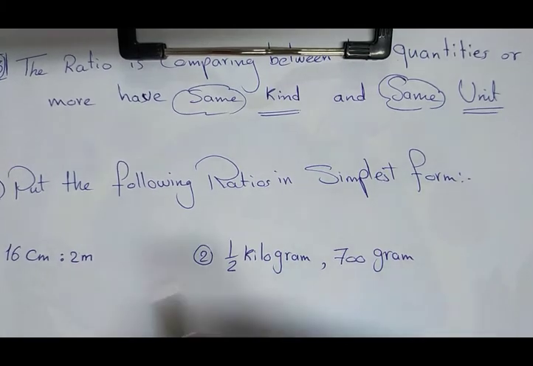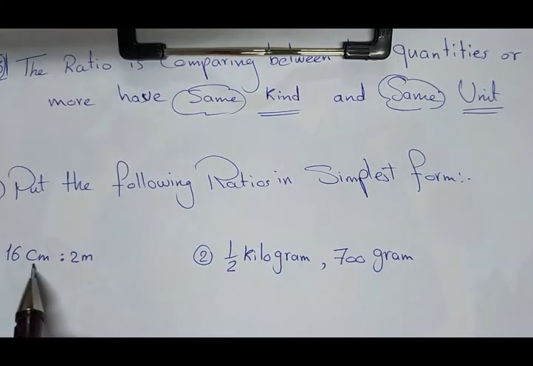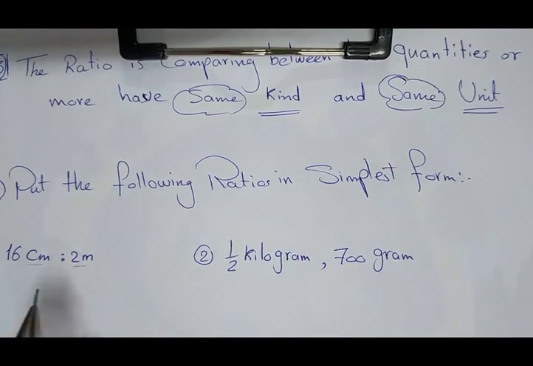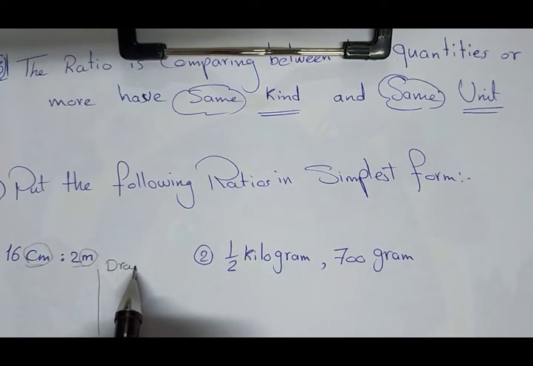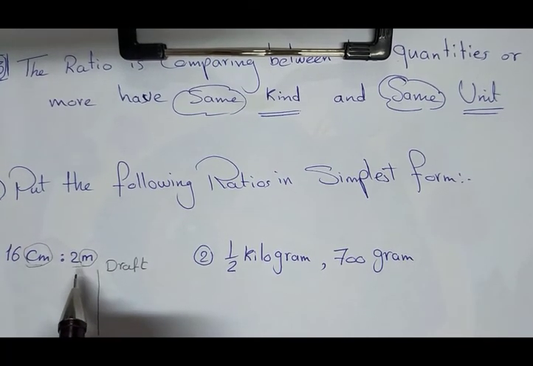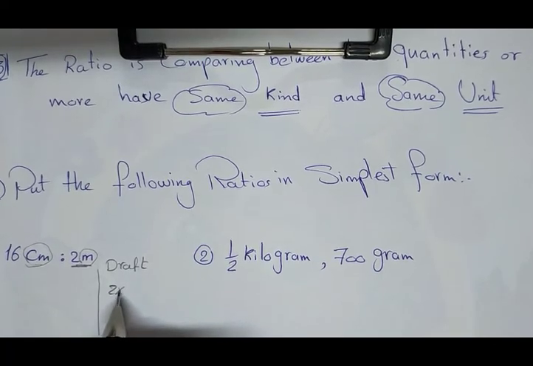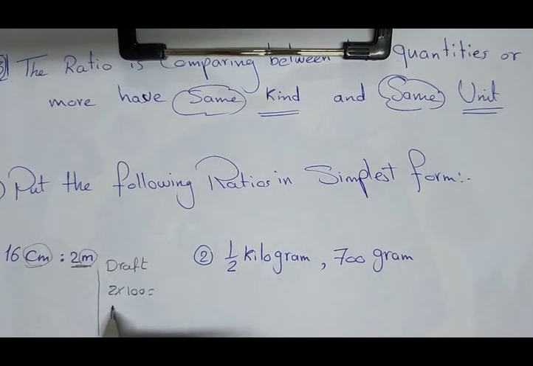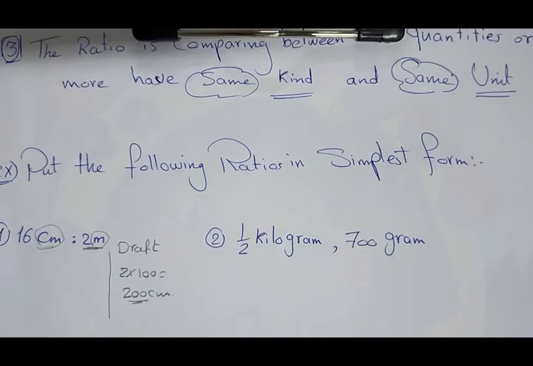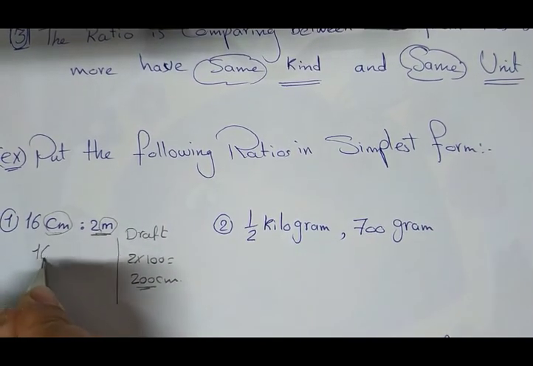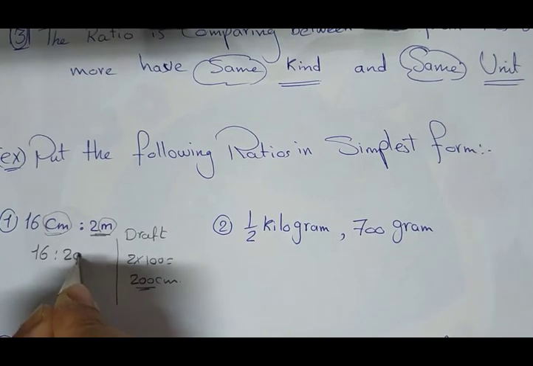Put the following ratio in simplest form. Number 1, 16 centimeter to 2 meter. This centimeter and this meter must have the same unit. So convert meter to centimeter. In the draft, I convert the side that has the problem. 2 meter converted to centimeter, times 100, equals 200 centimeter. I replace 2 meter by 200 centimeter, so the question becomes 16 to 200.